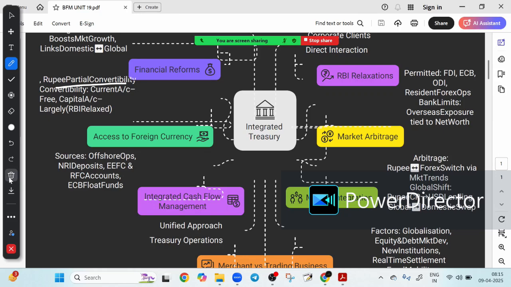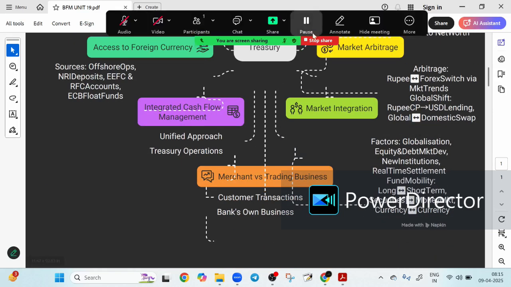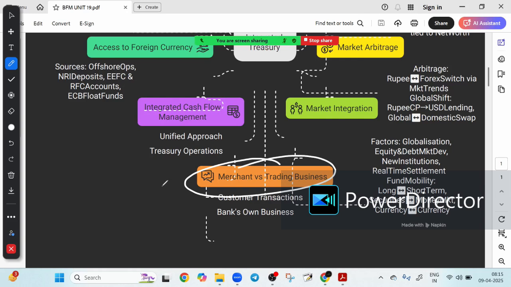And if you look at the difference between the merchant and trading business, here you can see the difference between the merchant and the trading business. So the treasury strikes a balance between handling customer transactions and managing the bank's own trading strategy. It serves as both service provider and strategist, right? So customer transactions the bank also has to handle, and bank owned business they have to handle. So there should be a proper balance between these two, and this is what is ensured by the treasury.